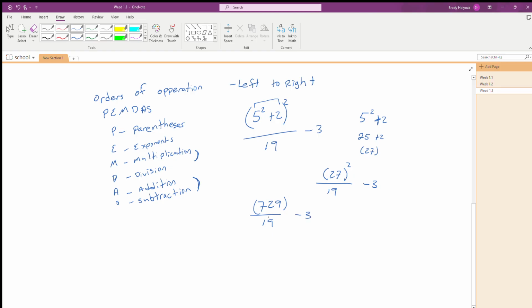Okay, so then the next step, I've got division and subtraction left. Division is higher than subtraction, so I have to take care of this first. So my 729 divided by 19 gives me a decimal. So I'm going to get 38.368. And then I'm going to subtract 3 from that.